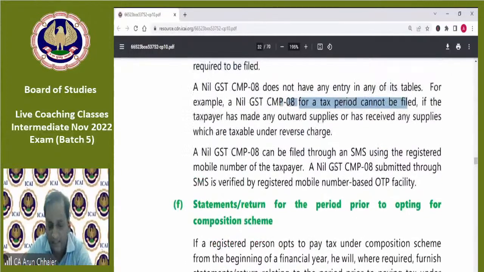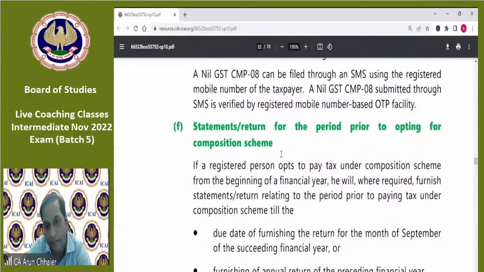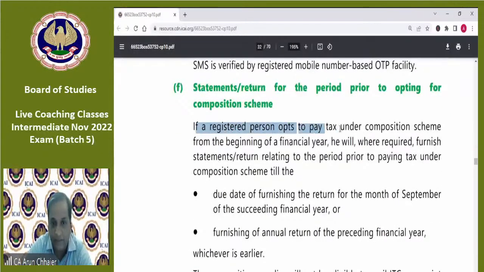Nil CMP 08. Statement or return for the period prior to opting for composition. If a registered person opts to pay the tax under composition, and I hope you remember that composition scheme, suppose I am under regular and I would like to convert myself to composition, then what is the date? The 31st March. I cannot convert from regular to composition in between. So after year end is the last date to file the form, and from 1st of April it would be the effective date.